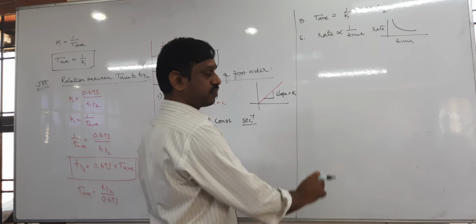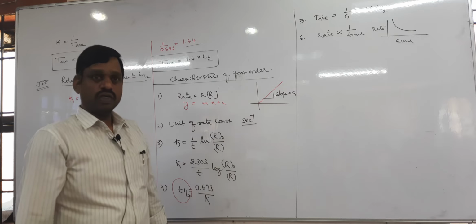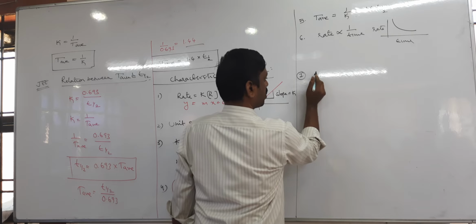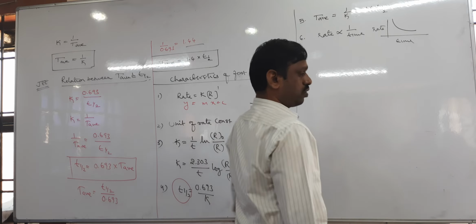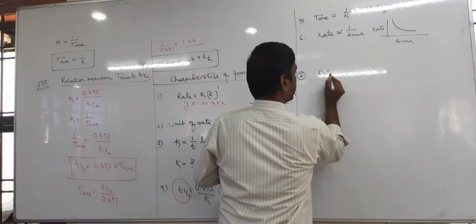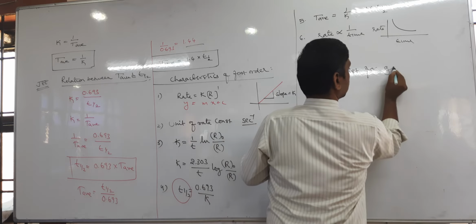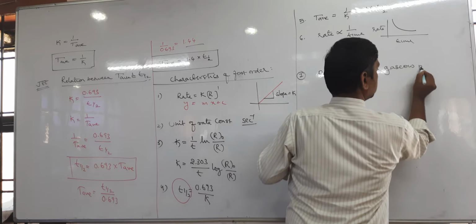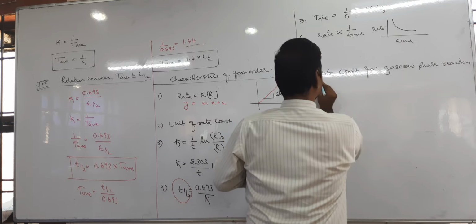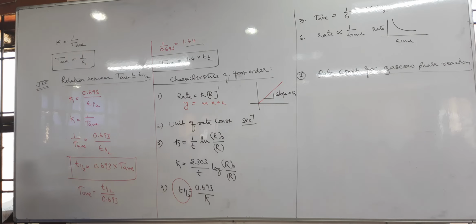So next is rate constant for gaseous phase reactions. This is most important for problem purpose. For the gaseous phase reactions, what is the rate constant, or how do you calculate the rate constant?